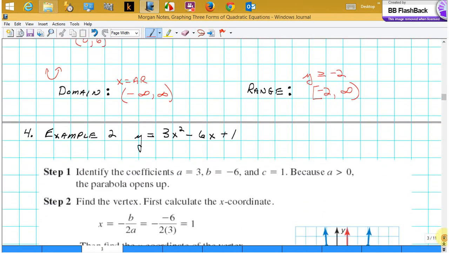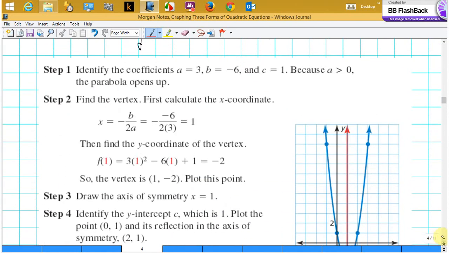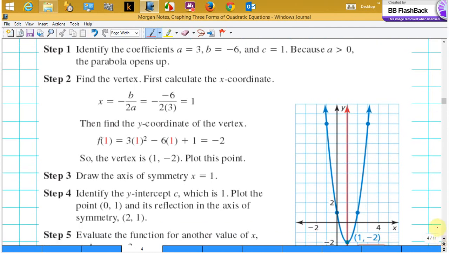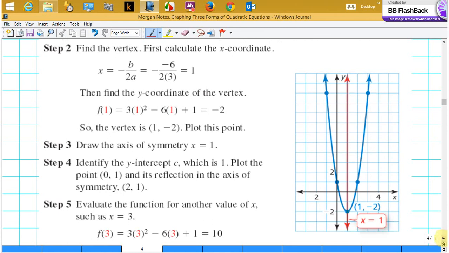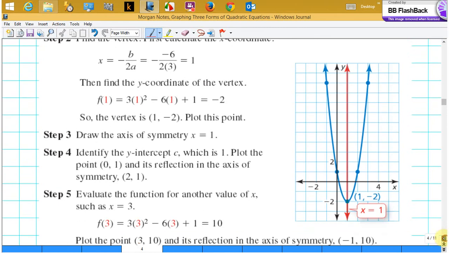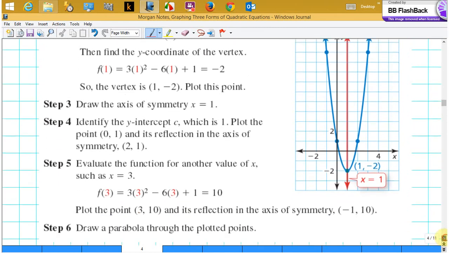Okay, here's a second example, and it's what is in the book, so you can look at it. I'm not going to go over it, but it goes over finding the b value, finding the vertex and the axis of symmetry. So I'll just slowly go through there. You can stop it if you need to.